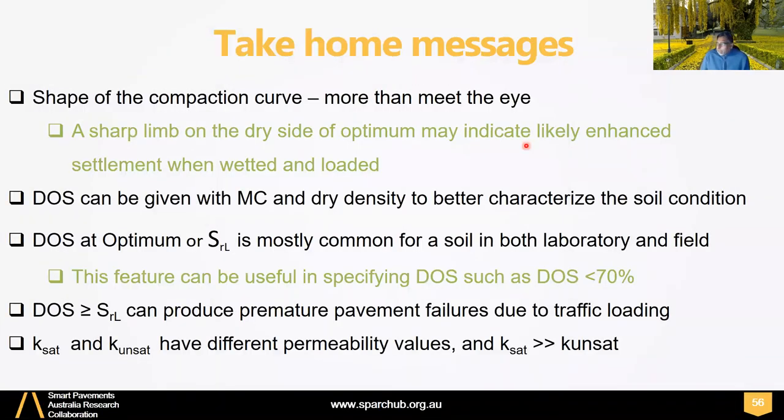Here are some take-home messages from our webinar today. The shape of the compaction curve is more than meets the eye. There are more things to learn from the compaction curve, and there is hidden information. For example, a sharp limb on the dry side of optimum may indicate likely enhanced settlement when wetted and loaded, right? So also remember the sharp limb.